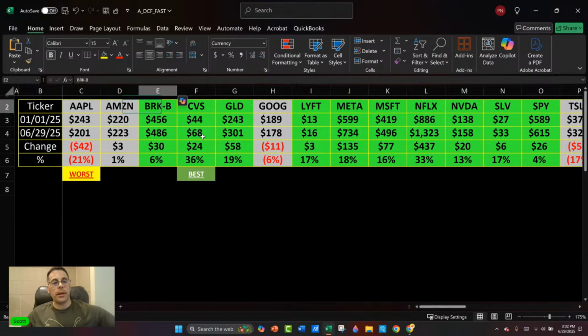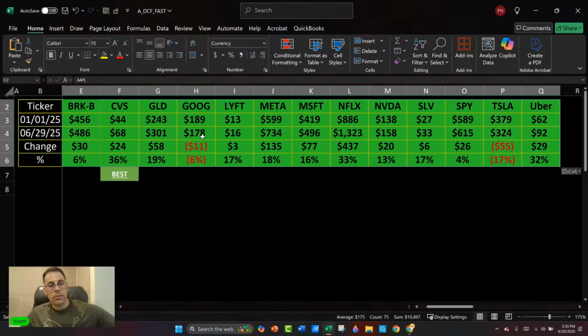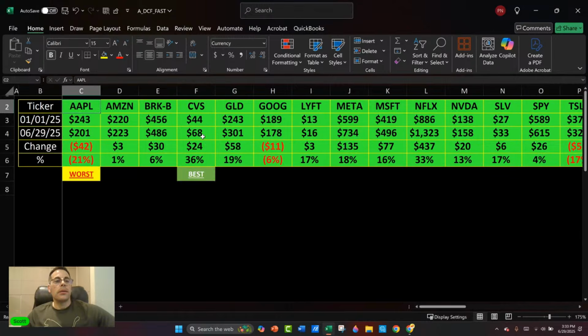Let me just change the formatting. I don't like this. So there's a formula down here. It's an if statement and also a nested max and min statement. It says, like, if this number is the lowest, then write the word worst. Or if this number is the highest, write the word best.